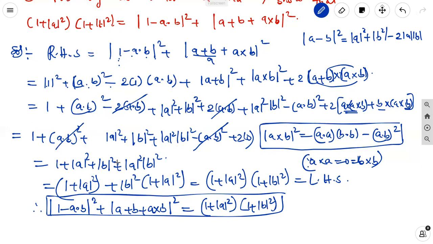We can write the remaining terms. One is 1, another one is mod a square, mod b square, mod a square into mod b square. The first two terms, let it be one factor. In the last two terms, taking common mod b square, the remaining are 1 plus mod a square. We are getting that, that is the LHS.